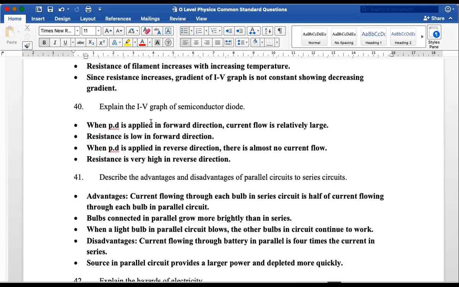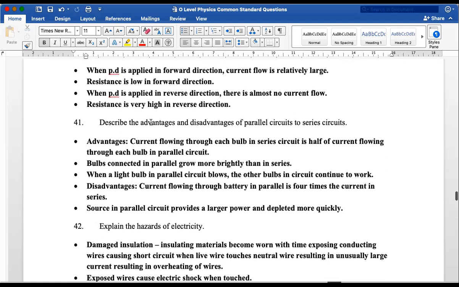Explain the IV graph of a semiconductor diode. When PD is applied in the forward direction, current flow is relatively large. Resistance is therefore low in the forward direction. When PD is applied in the reverse direction, there is almost no current flow. Resistance is very high in the reverse direction.